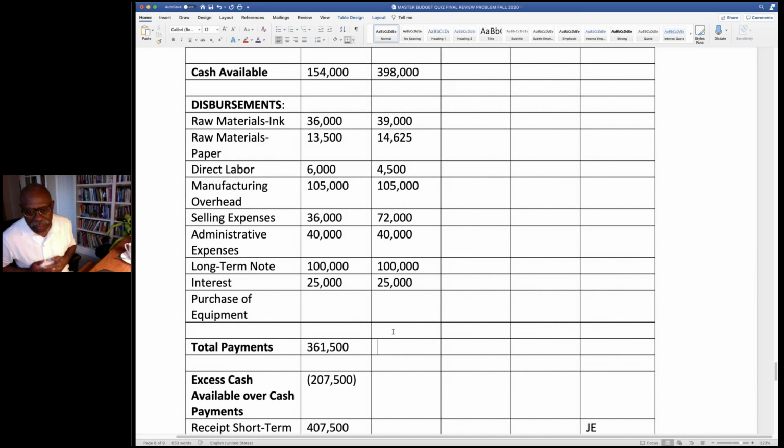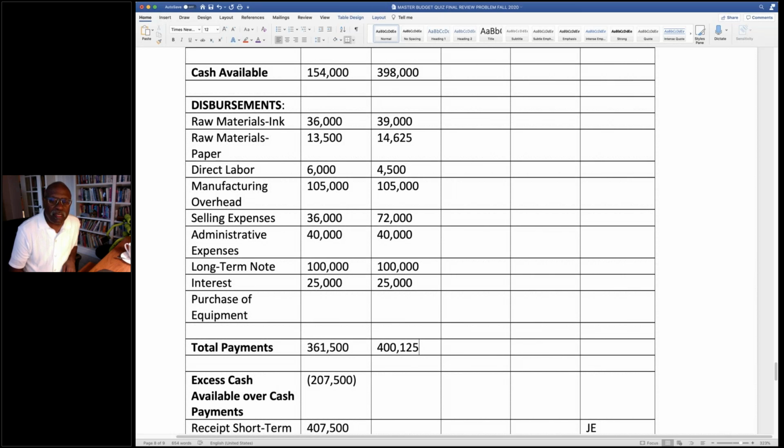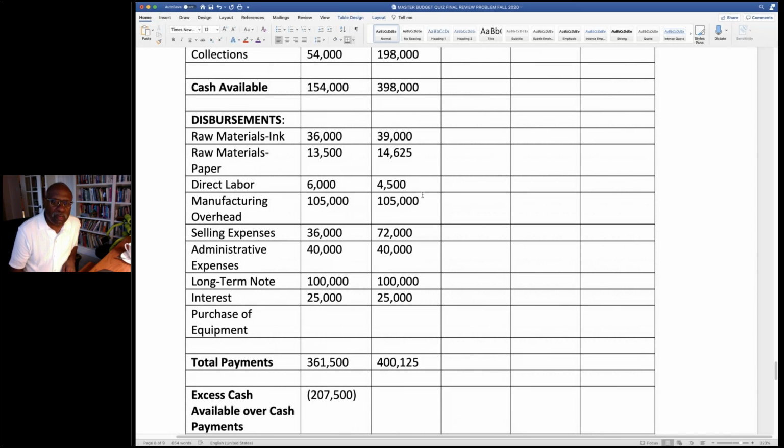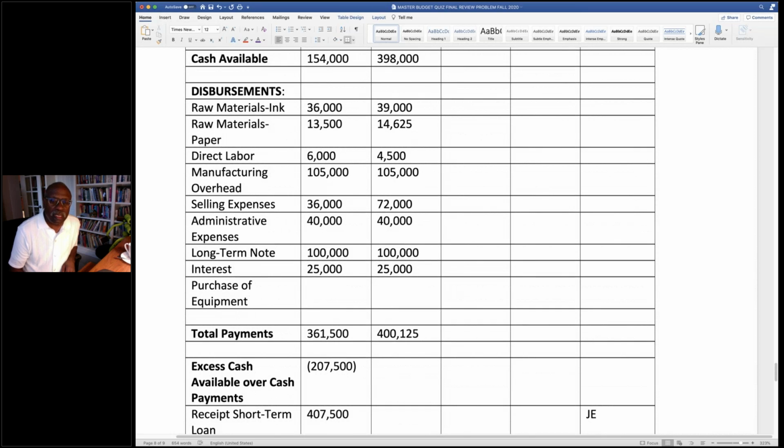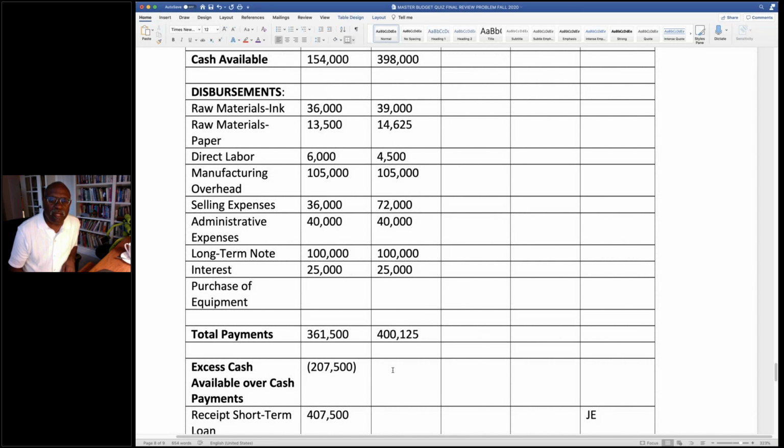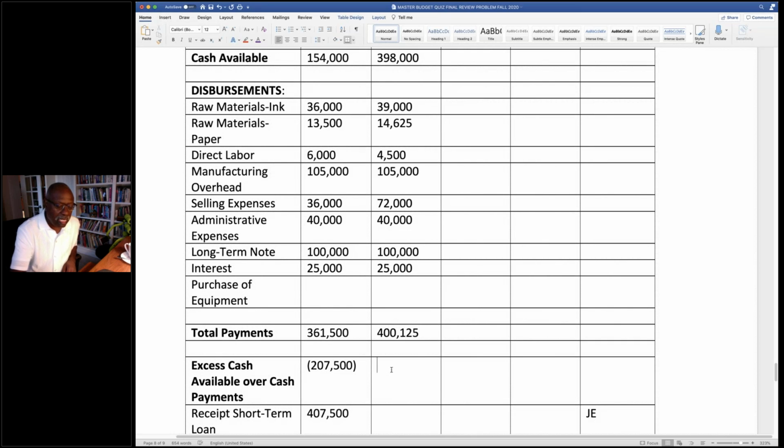Did anybody get 400,125? So let's assume that's correct. So what's our excess now? Down a lot, isn't it? How much is it? 2,125.